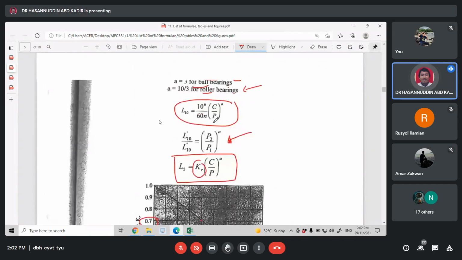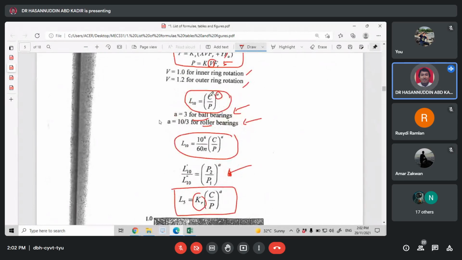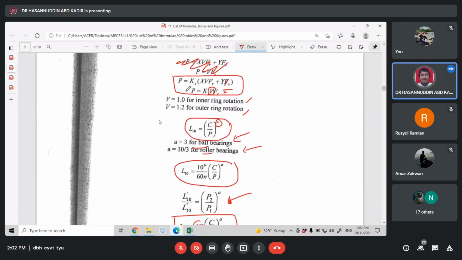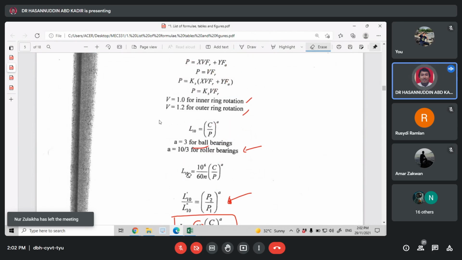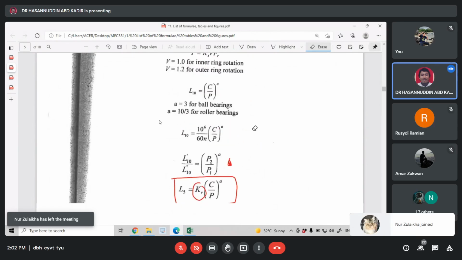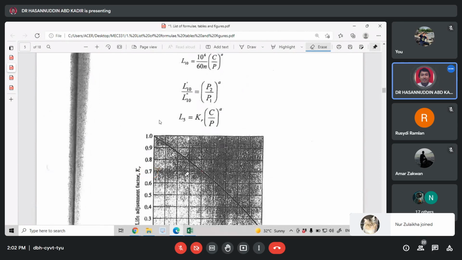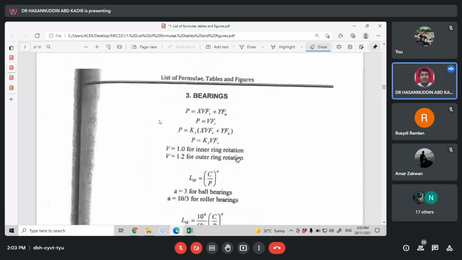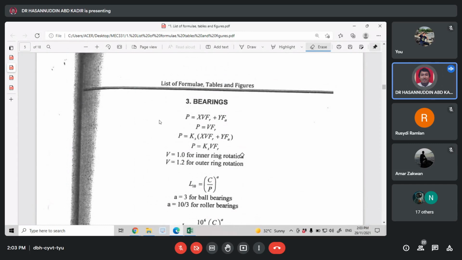So C and P, this is the upper part. Normally C here we can get from table 3.1, based on whether it is a ball bearing or a roller bearing. For P, we refer to this formula. Let's say they give you the value of FR and also FA, and you need to find the value of X and Y. Either you can get them directly from the formula, or you cannot, so you need some interpolation to get the values of X and Y.